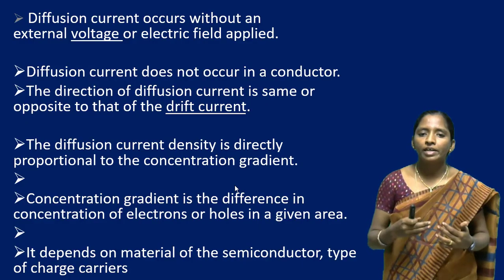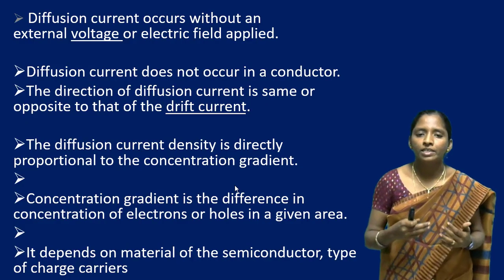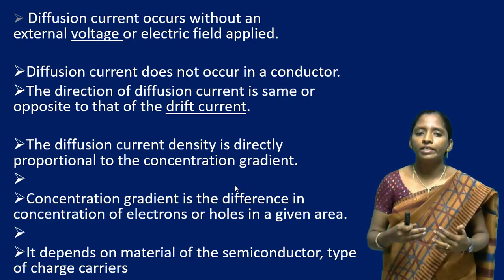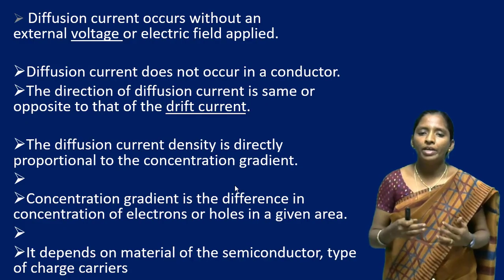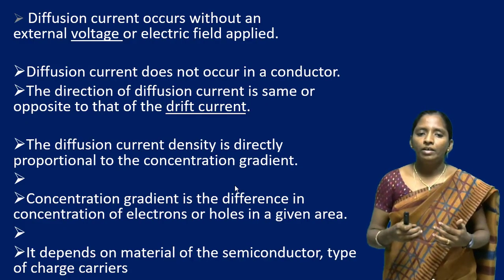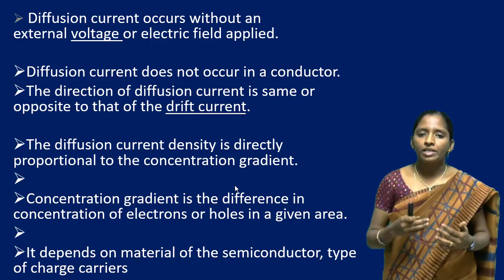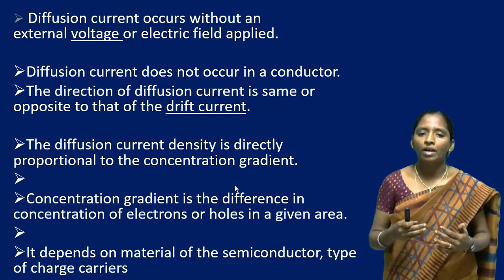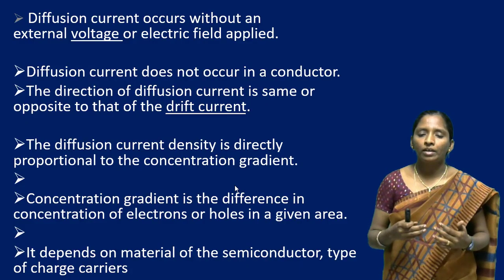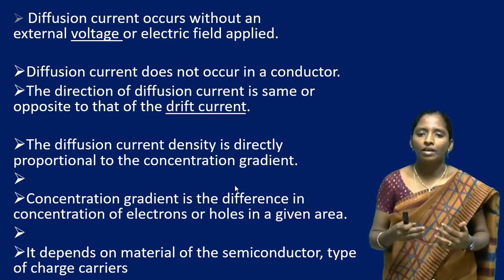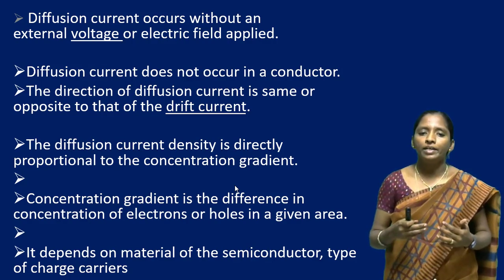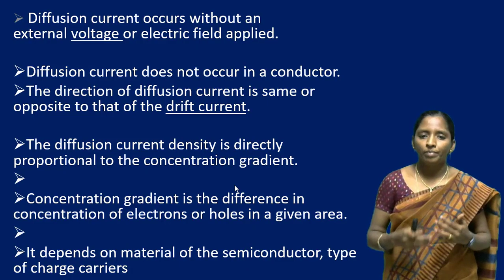The concentration gradient is the difference in the concentration of electrons or holes in a particular area. The diffusion current depends upon the material of the semiconductor, the type of the charge carriers present, that means either electrons or holes, and it also depends on the concentration gradient of the material.